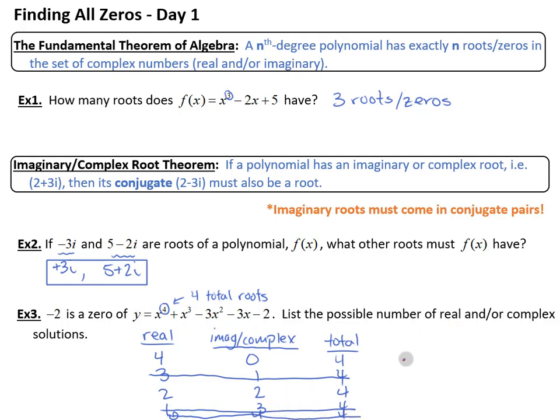So our only possibilities are we could have 4 real and 0 imaginary/complex, or we could have 2 real and 2 imaginary/complex. And I think that's it. Those are our only possibilities for this polynomial where -2 is one of the given zeros. We have 1 real 0. And remember, imaginaries can only come in pairs. That's important. All right, moving to our next theorem.